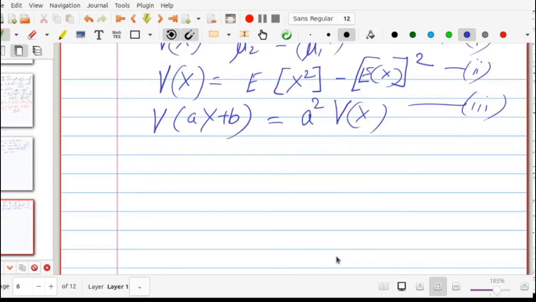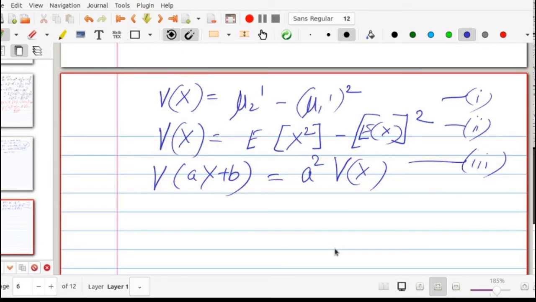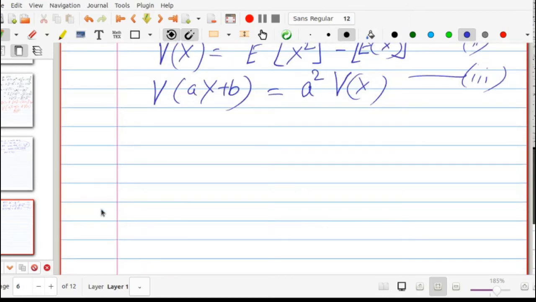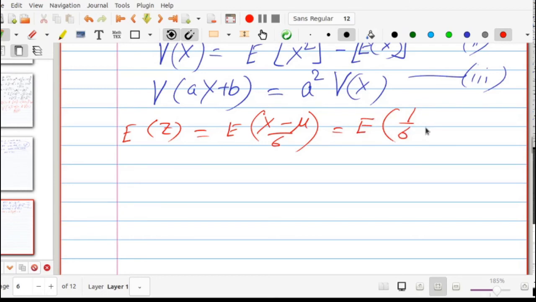These are the takeaways that we had in our previous slides. Three important takeaways for variance. We will use this to solve this problem. So let us solve this problem. Let me change the color. So we have expectation of z. This is what we have to find out first, is equal to expectation of the standard random variable, which is z expressed in terms of x minus mu by sigma, is equal to, we take 1 by sigma common. This is x minus mu.